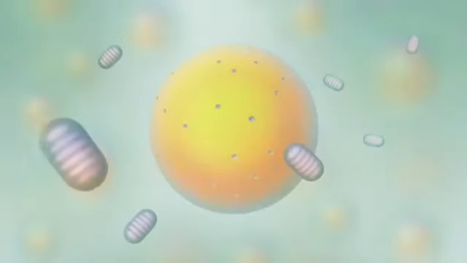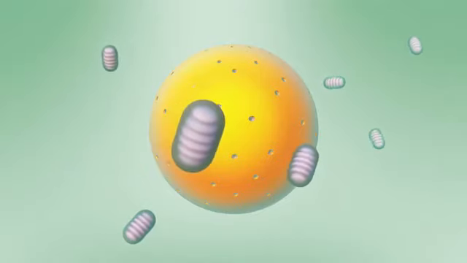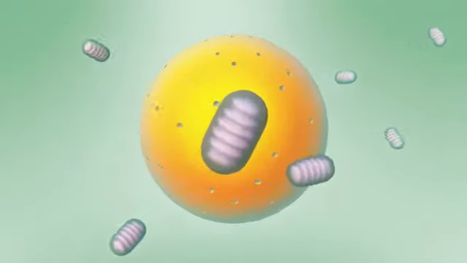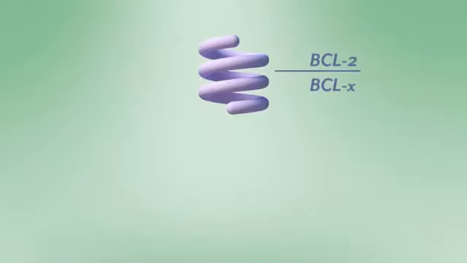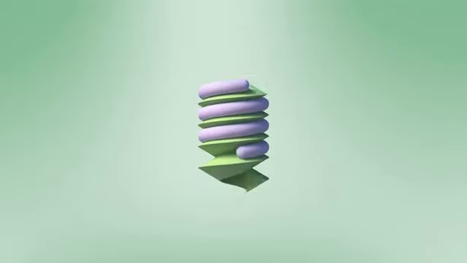As its name suggests, the intrinsic pathway is initiated by signals from within the cell. This intrinsic pathway is regulated by maintaining a balance between two sets of proteins in the mitochondrial membrane: anti-apoptotic proteins such as BCL2 and BCLX, and pro-apoptotic proteins such as BAX and BAC. In a healthy cell, the anti-apoptotic proteins bind to the pro-apoptotic ones, thereby blocking their action.